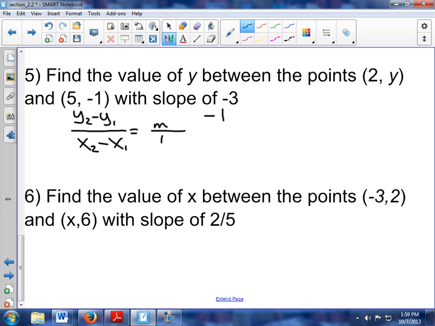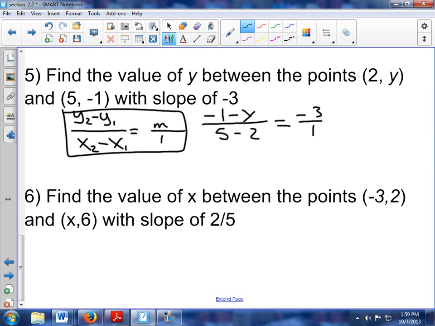Well, y2 is negative 1 minus. What's my y1? It's just y. It's what we're looking for. My x is 5 minus 2 is equal to, well, what's my slope? Negative 3. And I'm going to put that over 1 so you see. Okay? All I did is I went from here to there. Okay? Now I'm just going to solve for y.